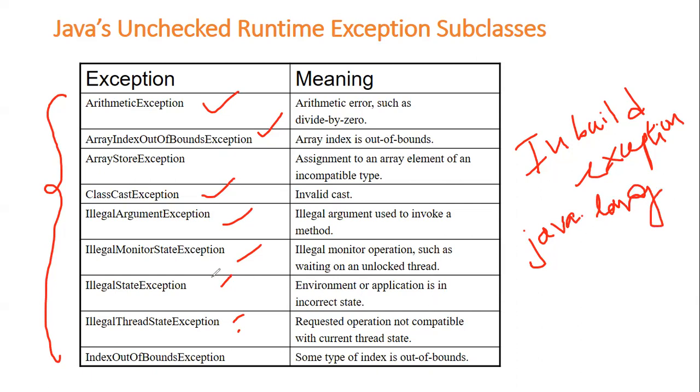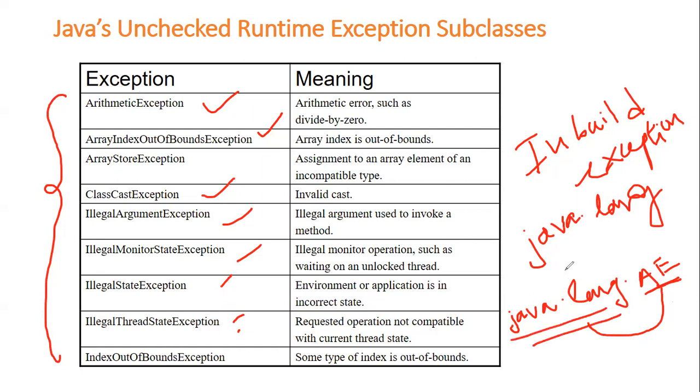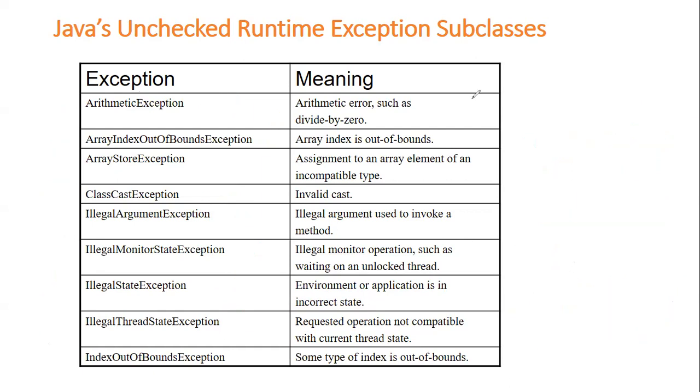That's why whenever an exception is printed on your screen, you'll see an output like java.lang.ArithmeticException. Why are you seeing it like this? Because ArithmeticException belongs to a package called java.lang. On the screen, you see that there are several exceptions, and all of them are present in the package java.lang.